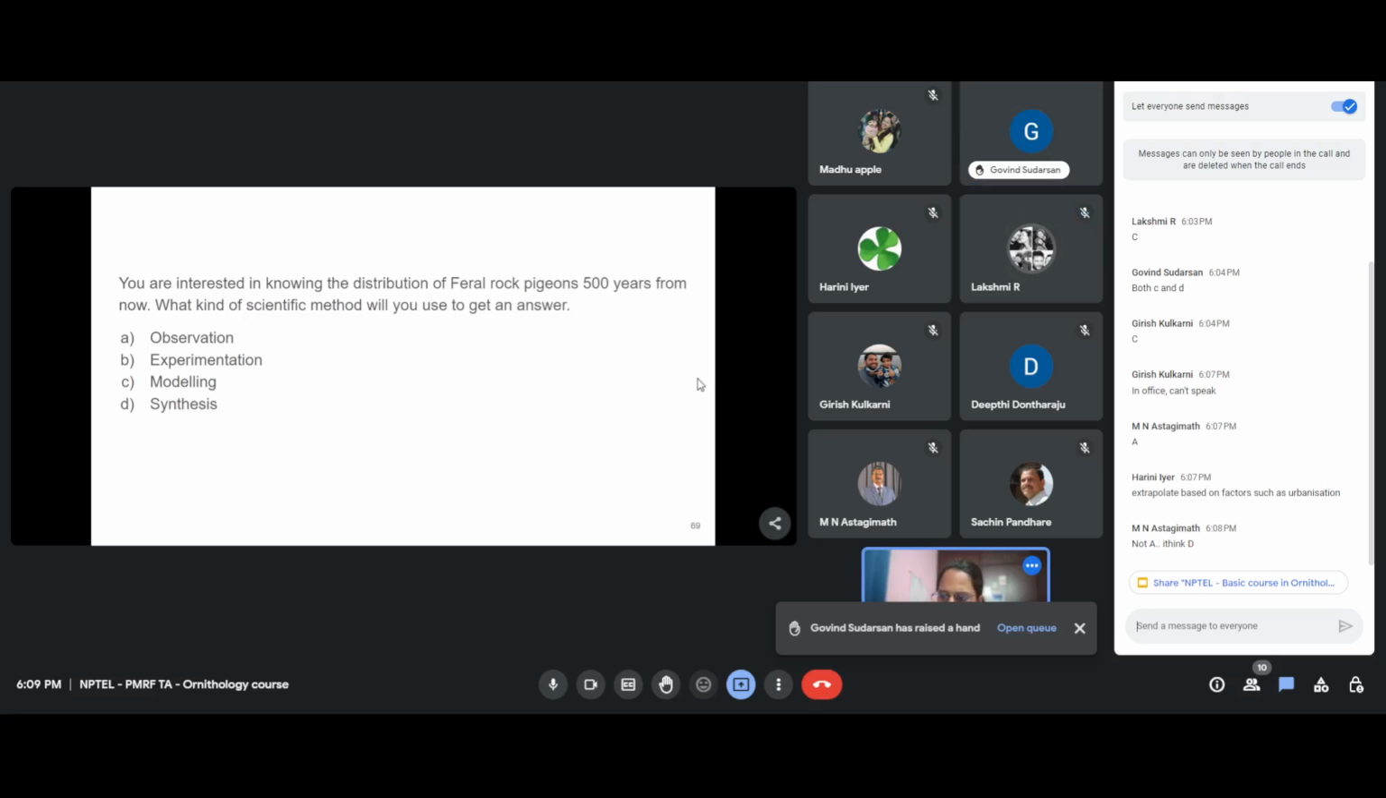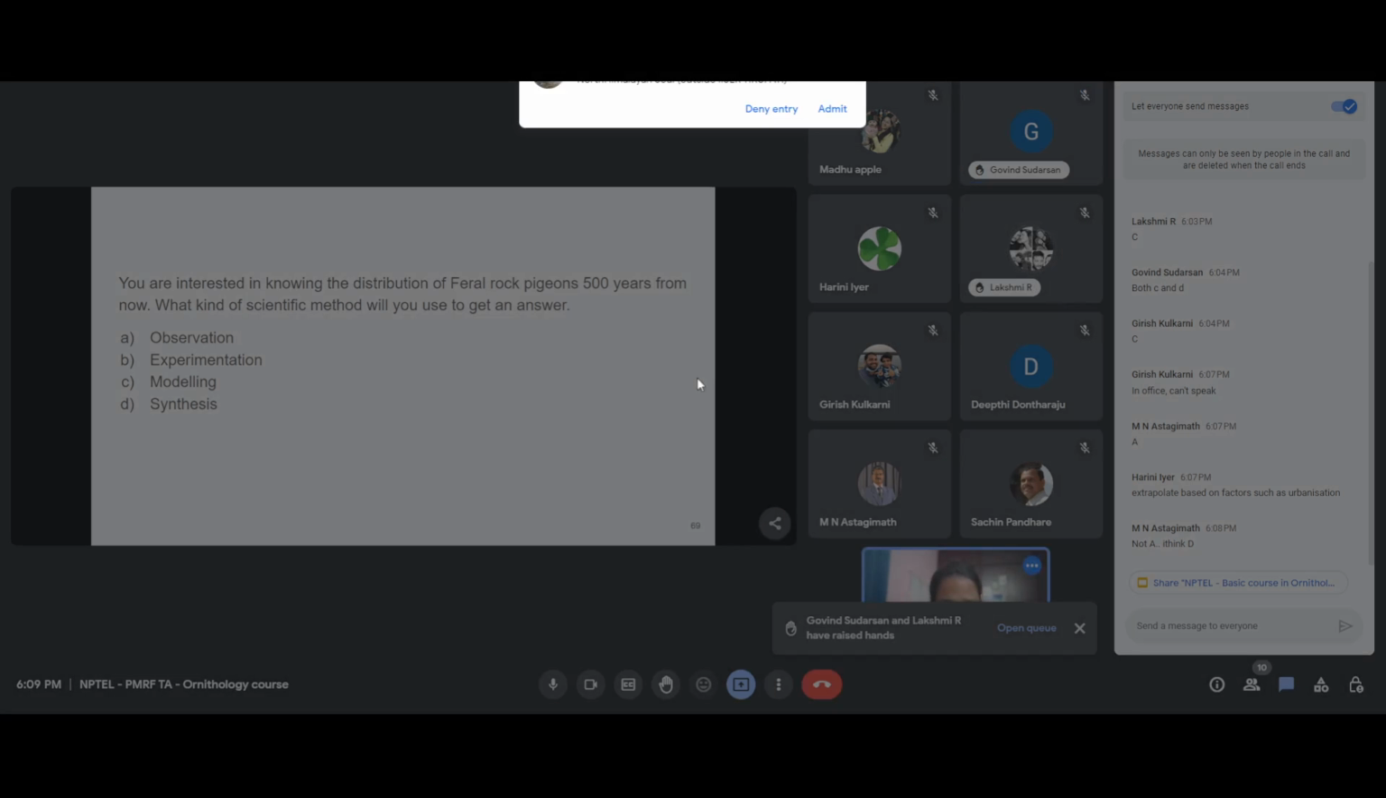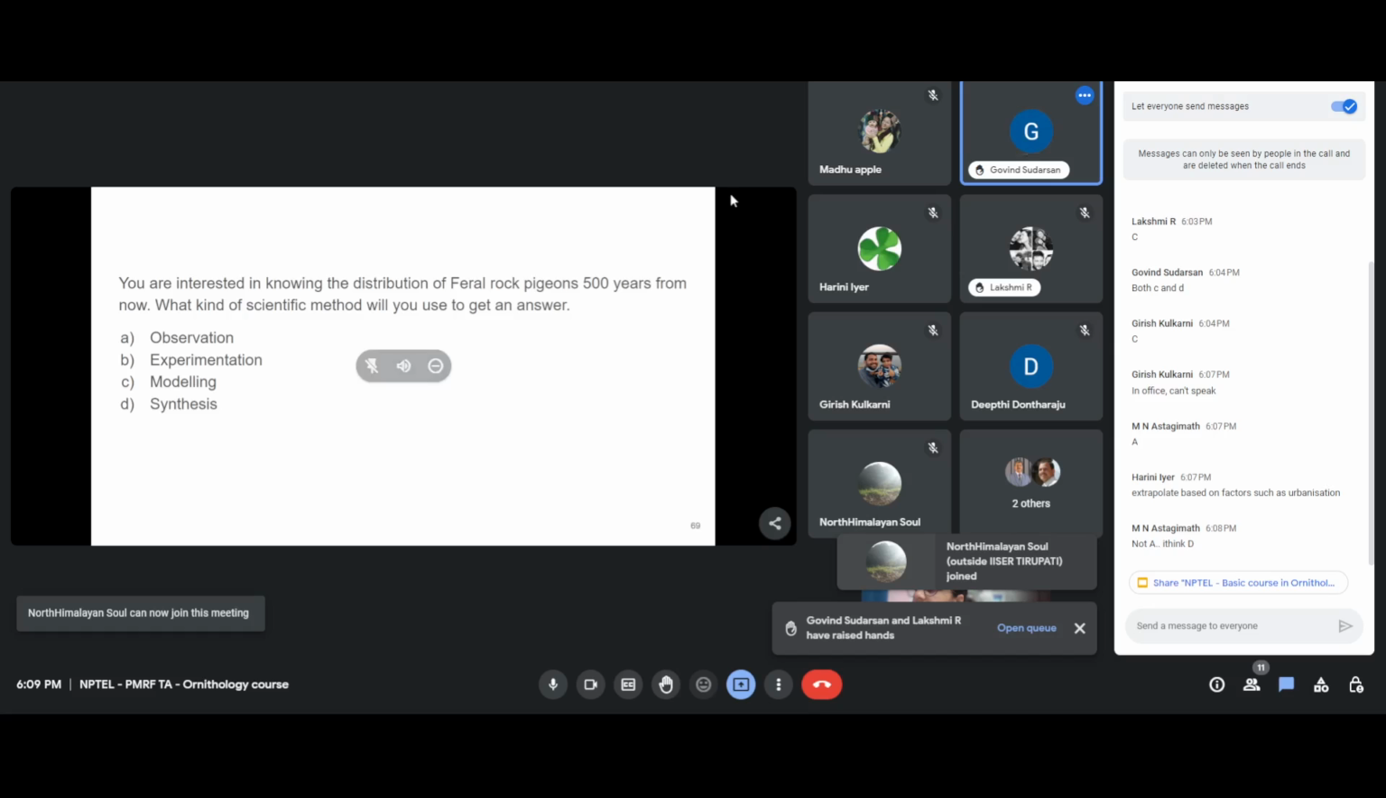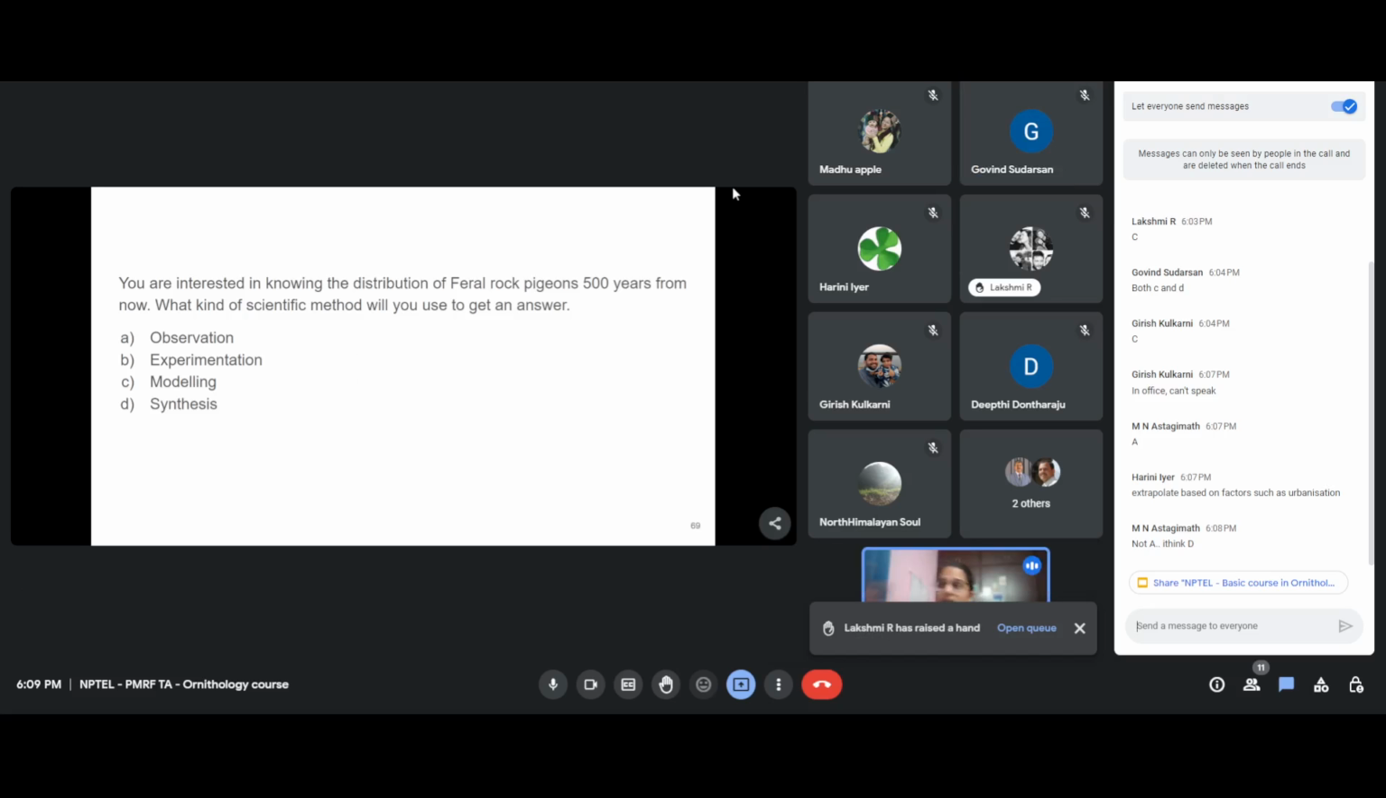Govind: I was wondering, out of curiosity, is there really a study like this? Oh, I am not sure. I just came up with a hypothetical situation. But there are a lot of studies that do extrapolate distributions of birds, right?